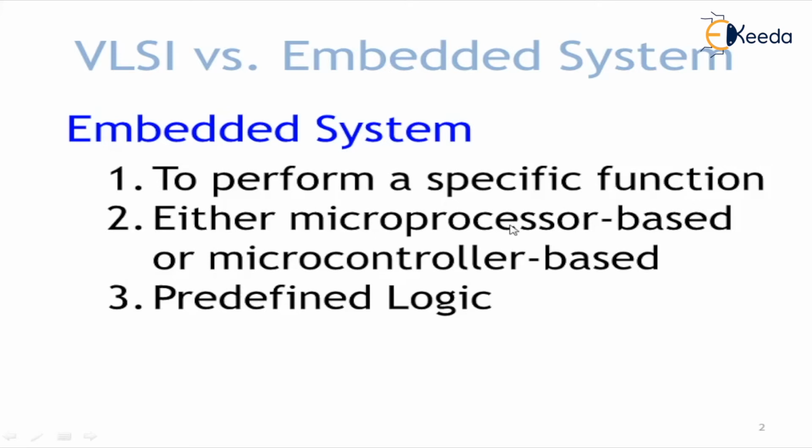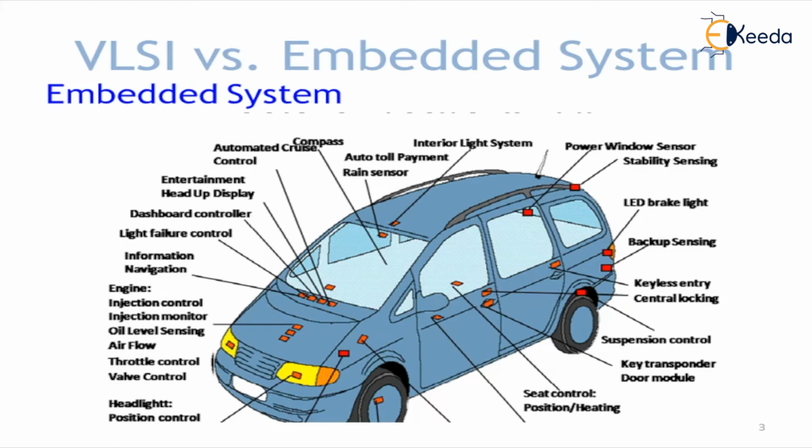The embedded system is based on either a microprocessor or a microcontroller. And this microcontroller has predefined logic, or we can say predefined functional blocks. That's why an embedded system is also called an application specific system. We'll take further explanation by taking one example.